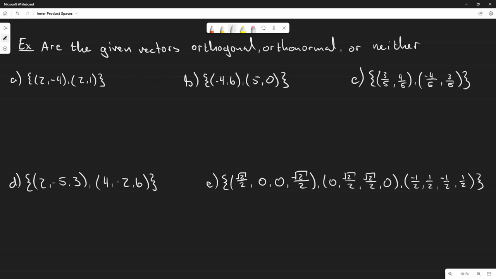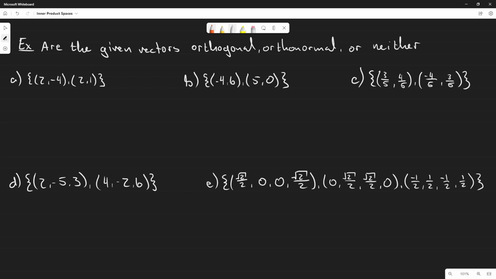And the simple way to do that is, if you recall from lecture, orthogonal means that their dot product is equal to 0, and orthonormal is not only their dot product is equal to 0, but each vector is a unit vector, and if it's neither of those, then it's neither of those.